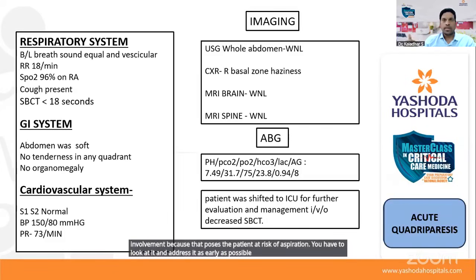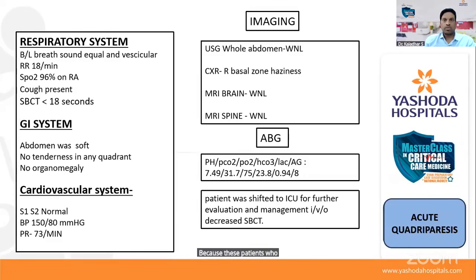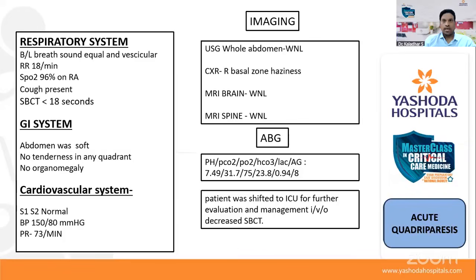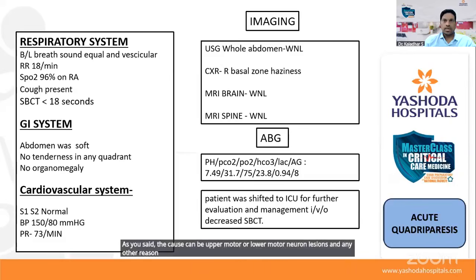The next thing is respiratory muscle involvement, because patients who have an ongoing neuropathy, myopathy, or central nervous system problem, as you said, upper motor neuron versus lower motor neuron, will invariably have involvement of respiratory muscles, and that assessment is very, very important. Then you have to find out the cause of why it is happening. The cause can be upper motor or lower motor neuron lesions or any other reason, because addressing the cause definitely makes the patient better. So that is very, very important.